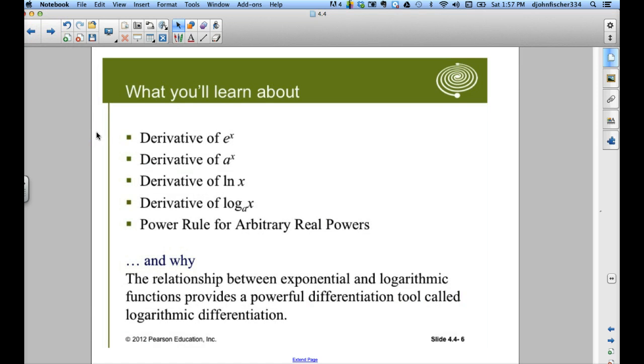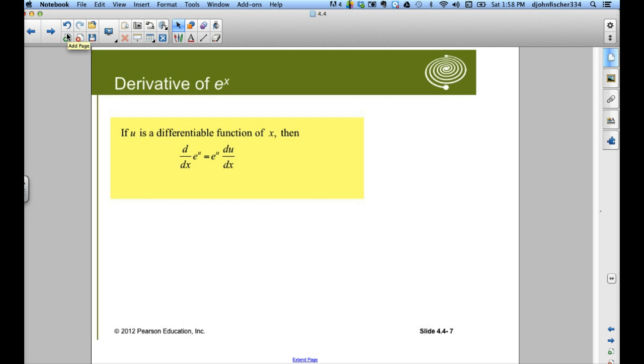We're going to talk about the derivative of e to the x, derivative of a to the x, derivative of ln of x, and derivative of log base a of x, the power rule for arbitrary real powers, and why the relationship between exponential and logarithmic functions provides a powerful differential tool called logarithmic differentiation. So let's get started. The derivative of e is the easiest one.